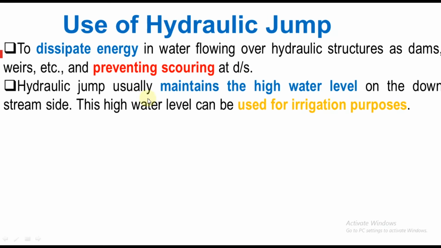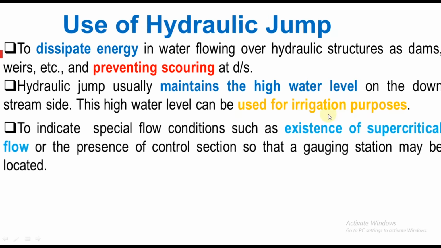Again, hydraulic jump is going to increase the water level. Obviously after the hydraulic jump takes place, my flow has been converted back into subcritical flow, and due to that the water level has been increased in the channel, and obviously this higher water level can be used for irrigation purposes in the natural channel or in the artificial canals as well.